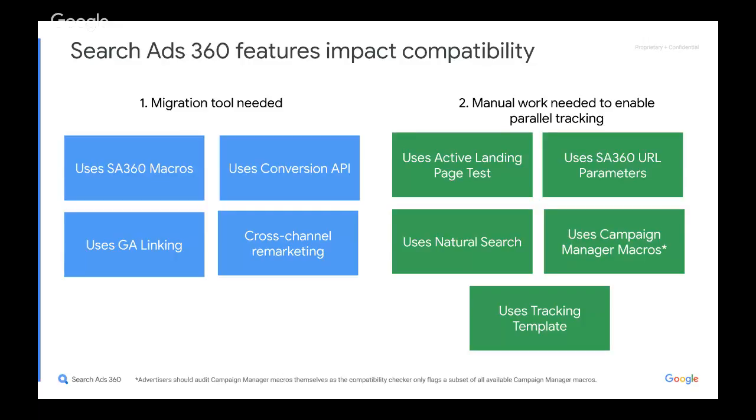Manual work is needed if we're currently running landing page tests, if we're using URL parameters in Search Ads 360, if we're using natural search, campaign manager macros, or tracking templates. First, now I will talk about the migration tool and how it works, basically showing screenshots before going through the manual steps needed in order to become compatible with parallel tracking. I will probably spend the most time talking about the use of tracking templates, as I think that's the most complicated one.